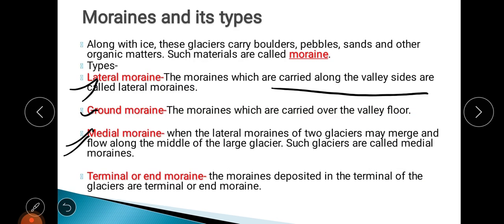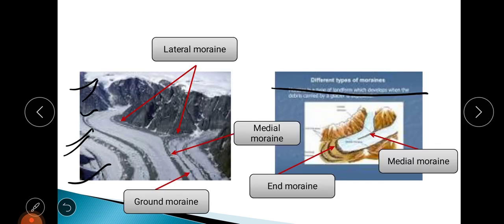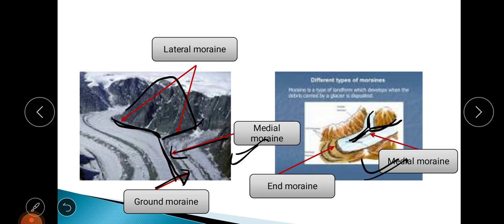Then you see terminal or end moraine. Terminal or end moraine is found at the end of the glaciers, mainly deposited at the terminal of the glaciers. Terminal means end. So these are found at the end. These are called your terminal or end moraine. These are the different types of moraine.